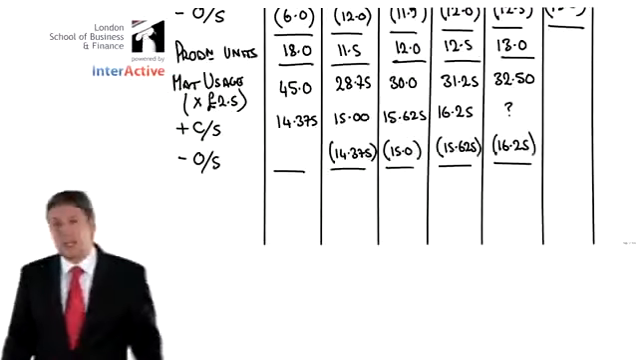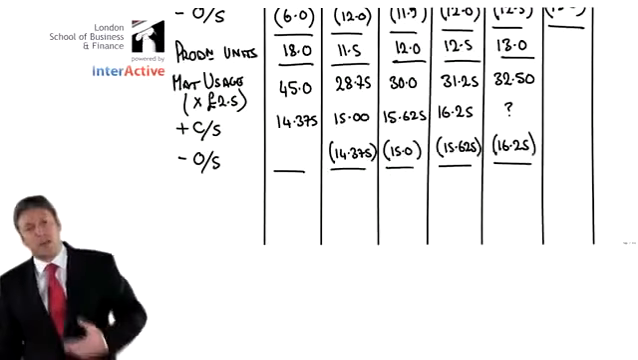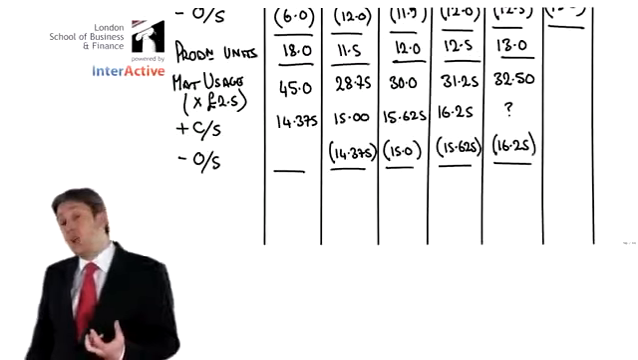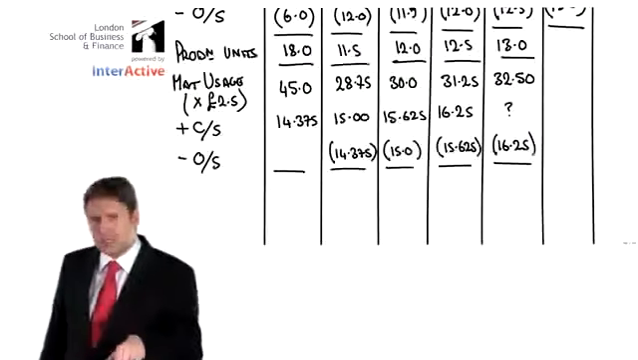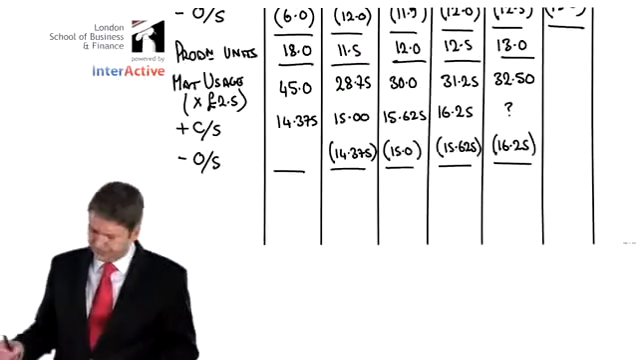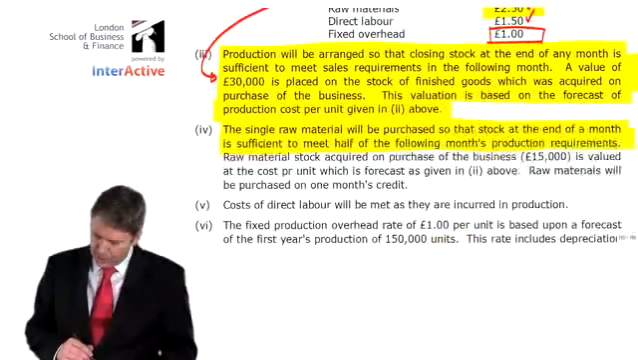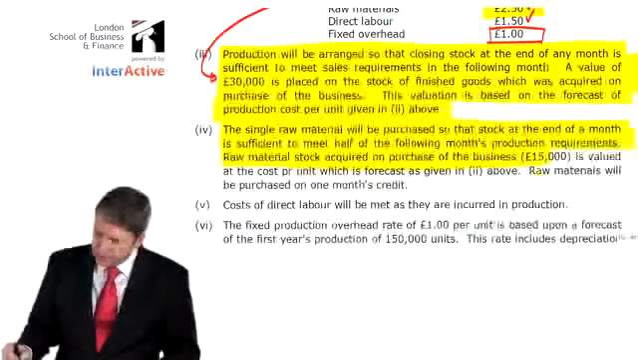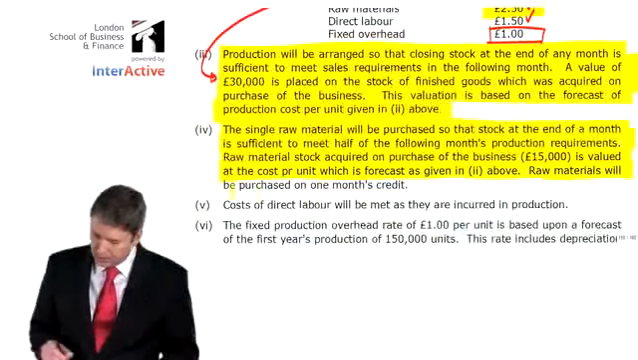I do wonder whether there's any point in putting anything in month 5, but I'm a creature of habit. But we're still missing an opening stock for month 1. Shall we go back to the note and see what's what? Raw materials stock acquired on purchase of the business, 15,000, is valued at a cost per unit, which is forecast in 2 above.